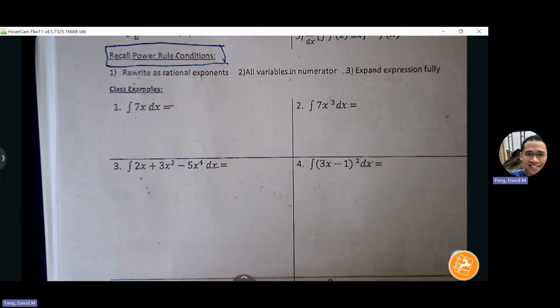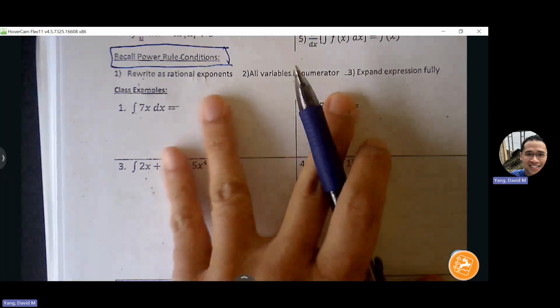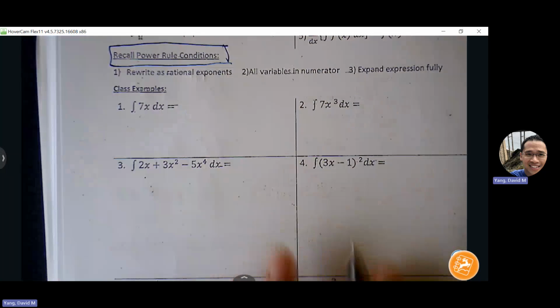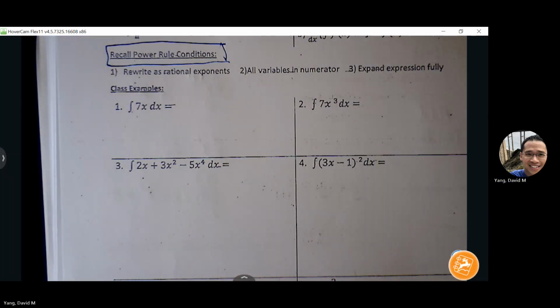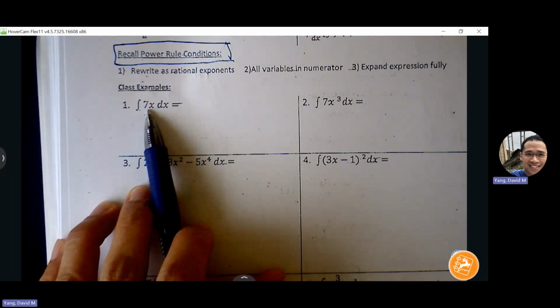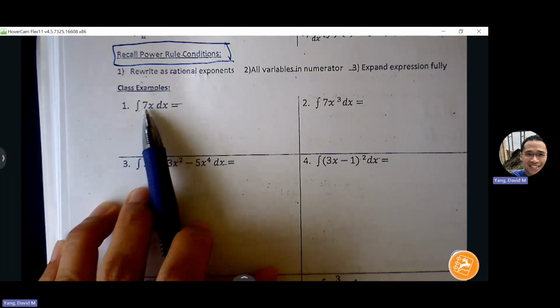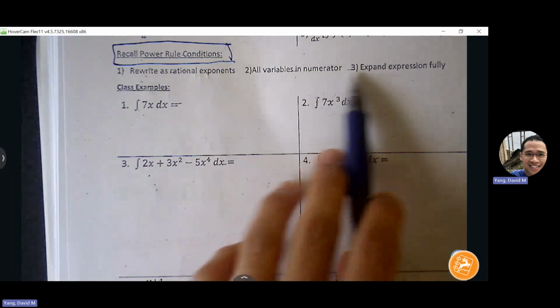Okay, now the first few are going to pass all these conditions without us having to try it, but later on, we're going to have to do a little bit more work. Okay, so here, the integral of 7x dx. Is this one ready to go? Does it pass all 3 conditions?